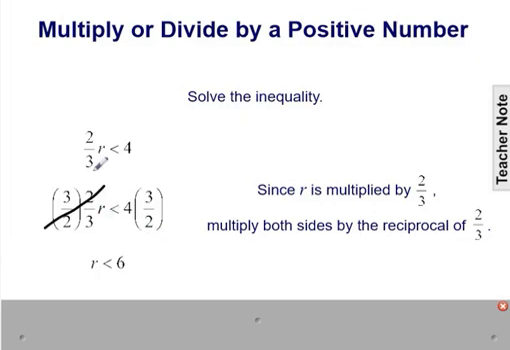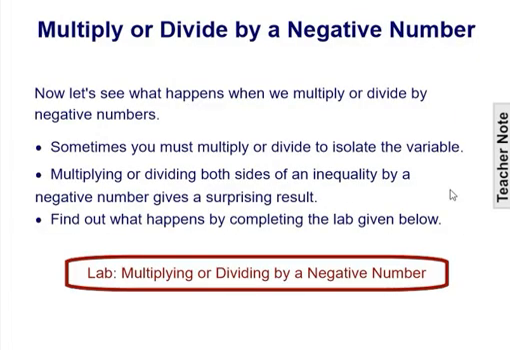You could also multiply by 3 and divide by 2 if you wanted to take 2/3 as 2r divided by 3. Both will give you that same answer of 6 though. When you multiply or divide by a positive number, the inequalities are again following those same rules as when you solve equations. Multiply or divide by a negative number.